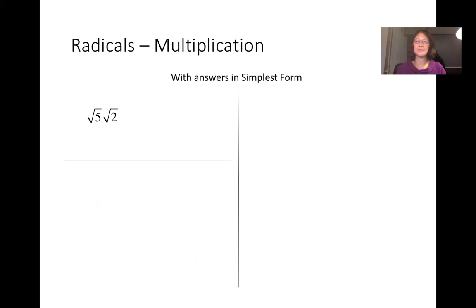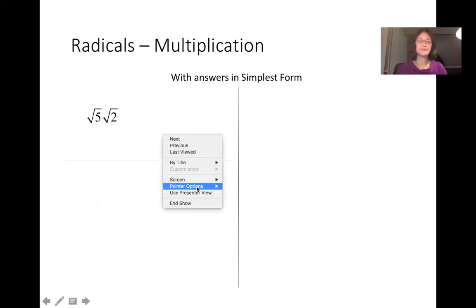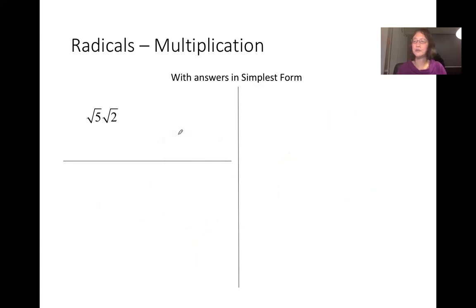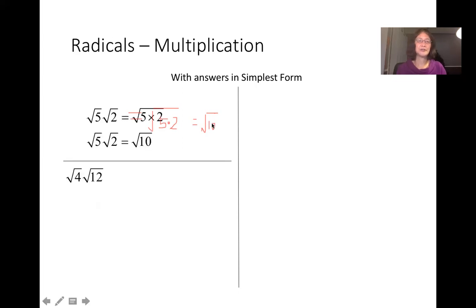Radicals multiplication. So square root of 5 multiplied by square root of 2 equals square root of 5 multiplied by 2. I use a dot to represent multiplication. It equals square root of 10. Okay. And other examples, so square root of 4 multiplied by square root of 12 equals square root of 4 multiplied by 12.